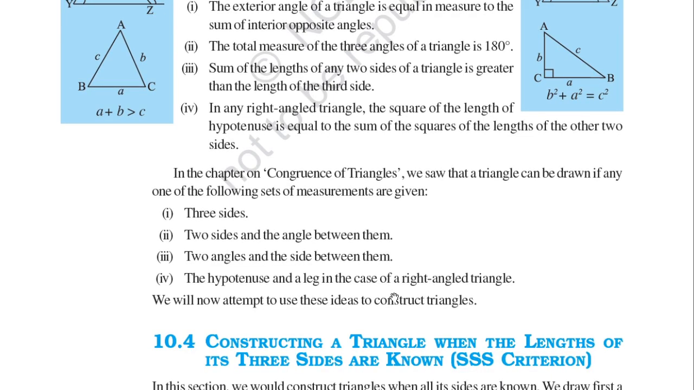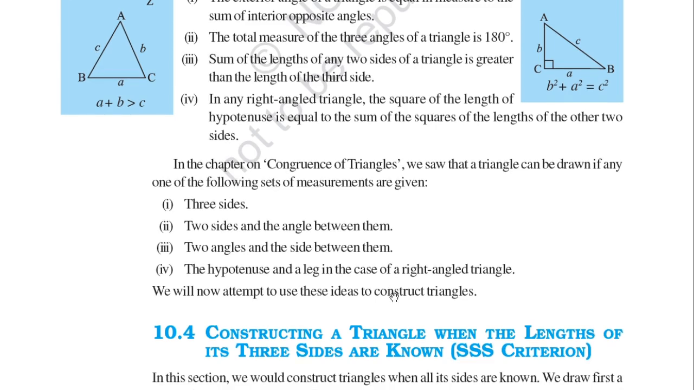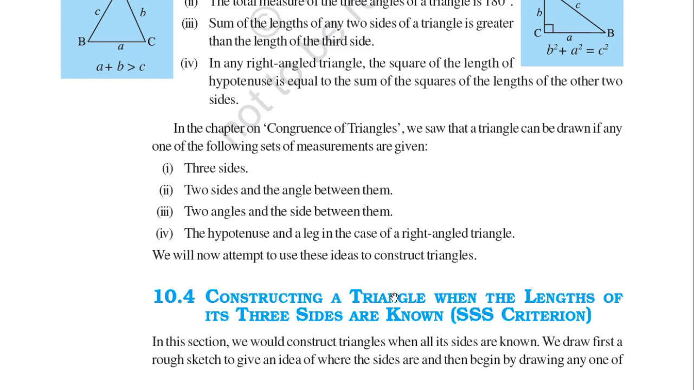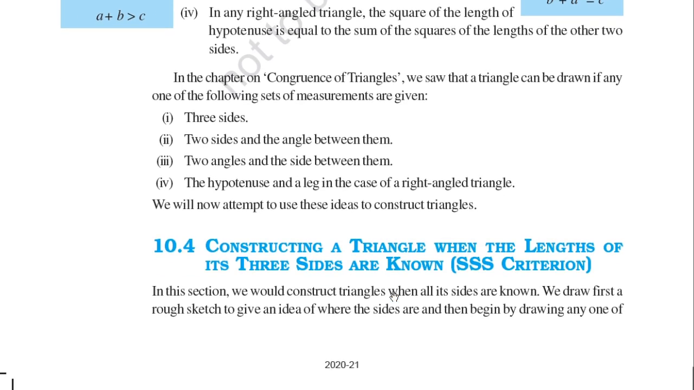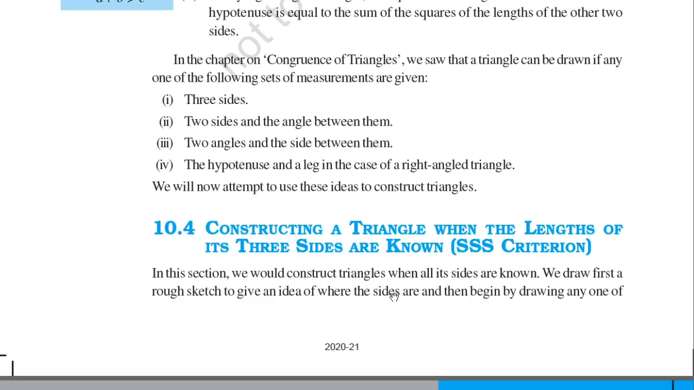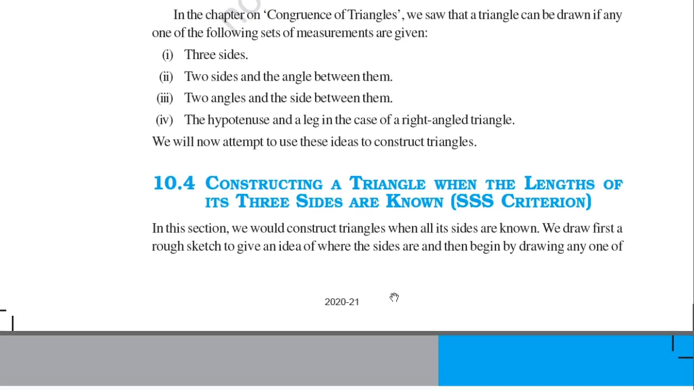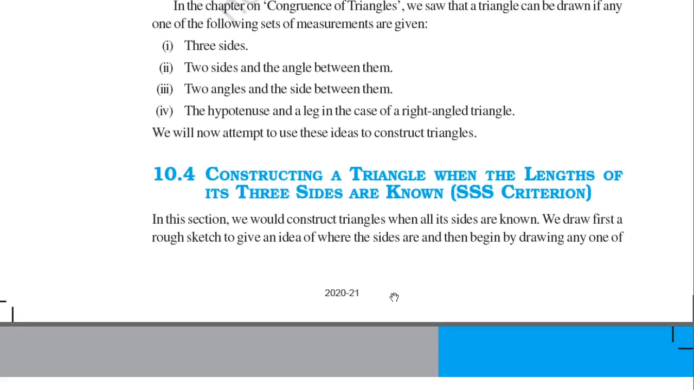The sum of the lengths of any two sides of a triangle is greater than the length of the third side. In any right angle triangle, the square of the length of the hypotenuse is equal to the sum of the squares of the lengths of the two other sides. In the chapter on congruence of triangles, we saw that a triangle can be drawn if any one of the following sets of measurements is given: three sides, two sides and the angle between them, two angles and the side between them, and the hypotenuse and a leg in the case of a right angle triangle.